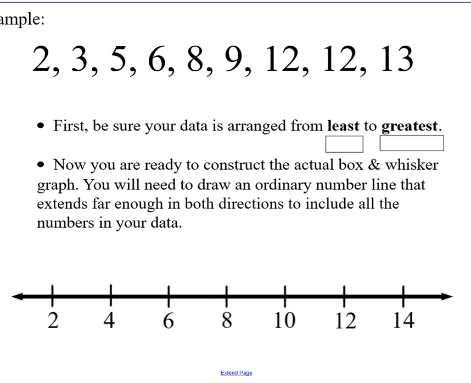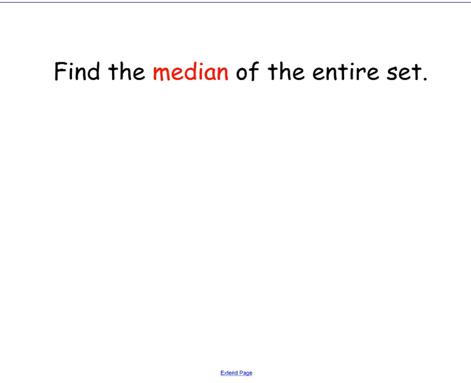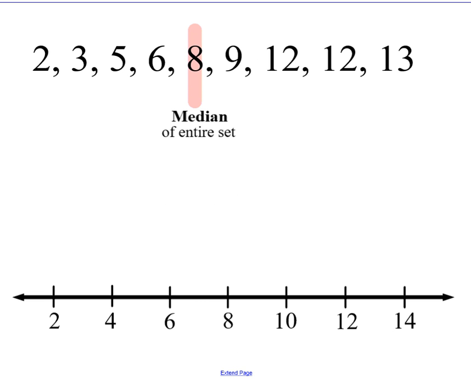Okay. All right. The next step is to find the median of the entire set. So in this case, the median is 8. Now, reminder, the median is the middle number of a set of data. So if we were to go through and cross out all these numbers one by one, we would be left with 8. Okay?